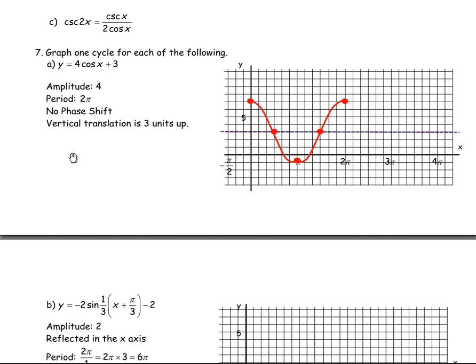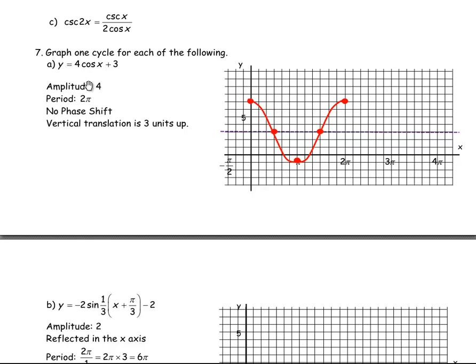For question number 7, we're asked to graph a couple of trig functions, one here and then one at the top of the next page. The first one is you're asked to graph y equals 4 cos x plus 3. So identify the 4 main characteristics of each function and then use those to graph them.